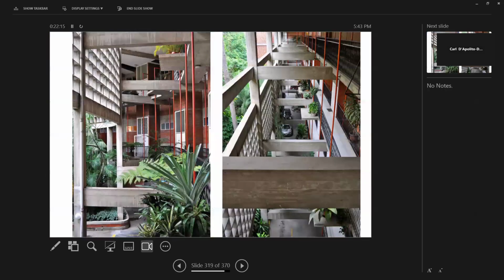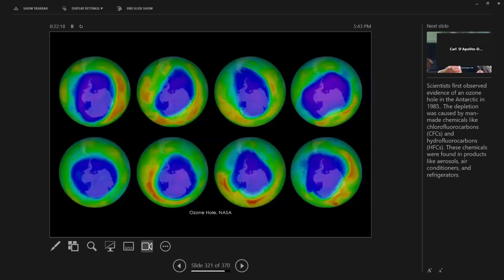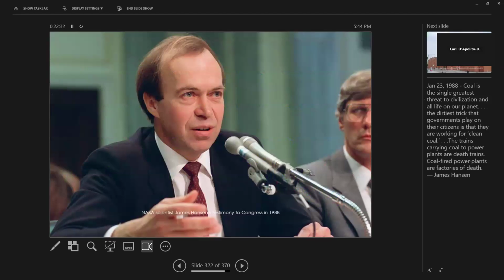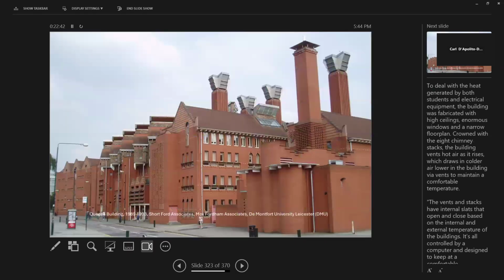Very interesting, breezy corridor. Okay, so then in 1985 is when people became aware of the hole in the ozone layer that was made by the CFCs and the HFCs. And so they were worried about air conditioning. And also in 1988 is when James Hansen testified to Congress about the climate crisis. That became sort of public general knowledge.